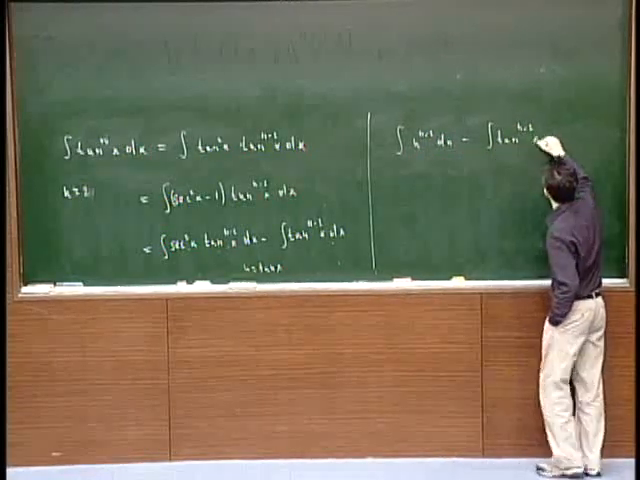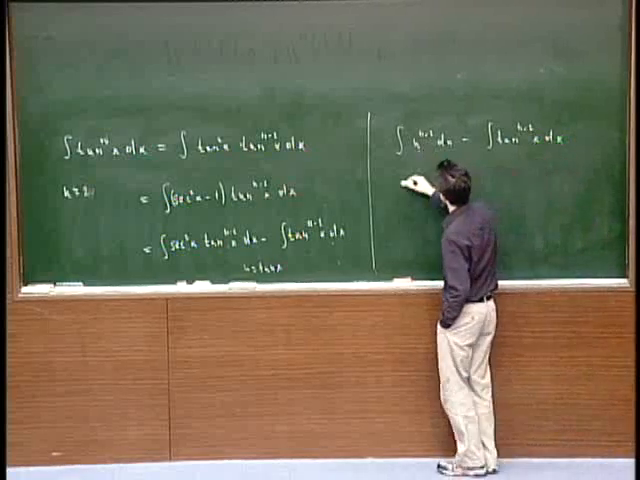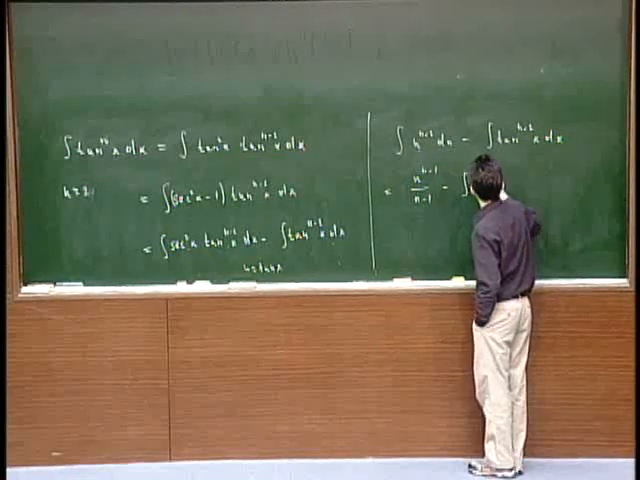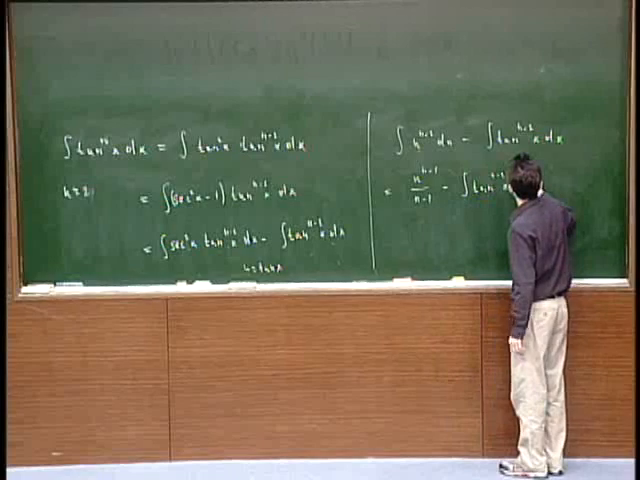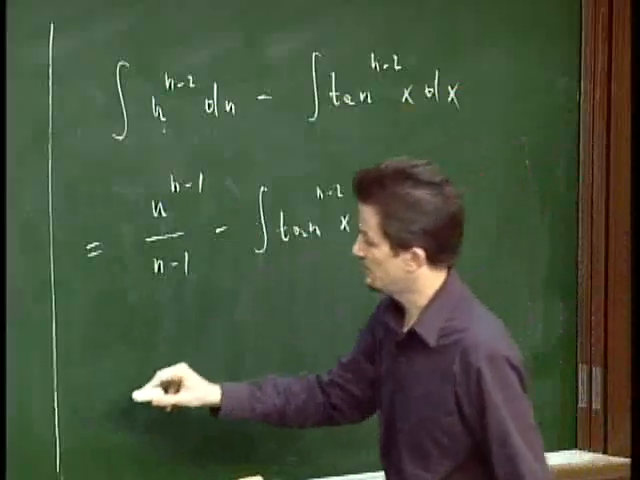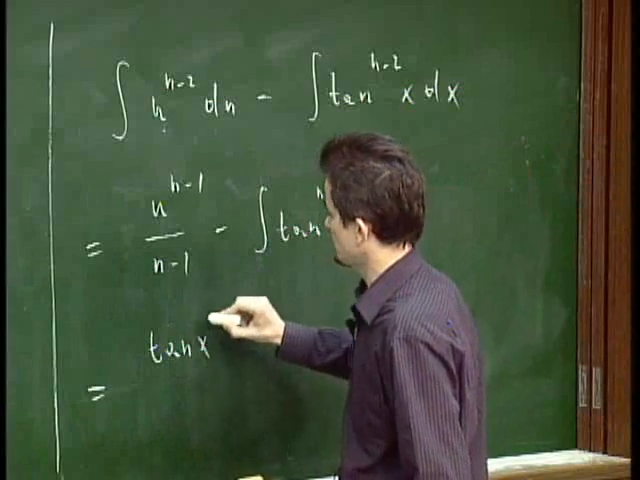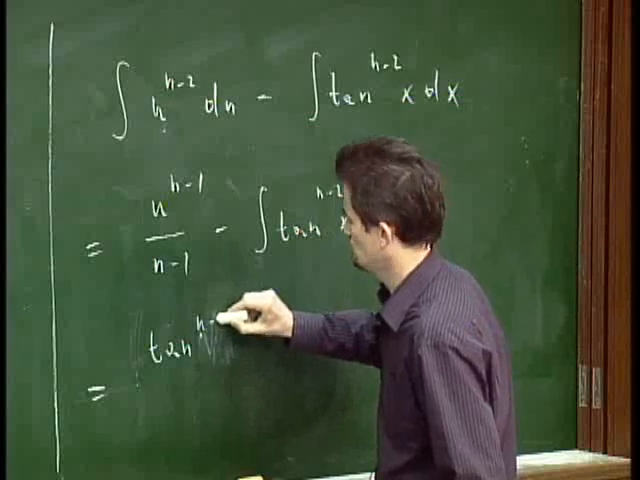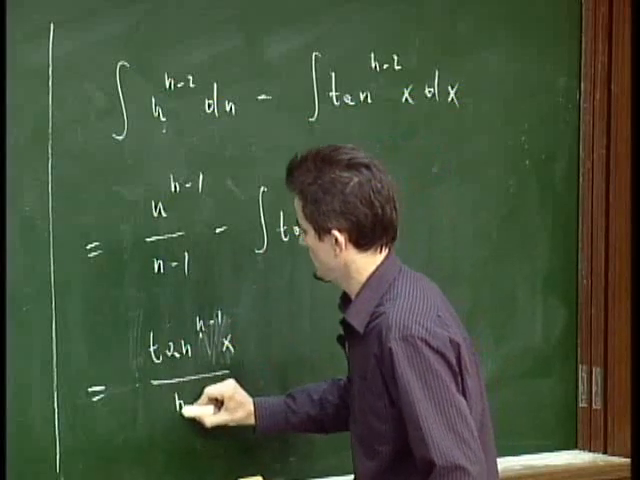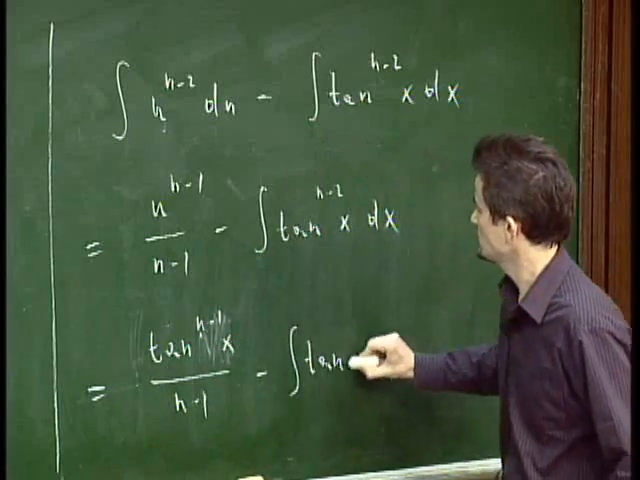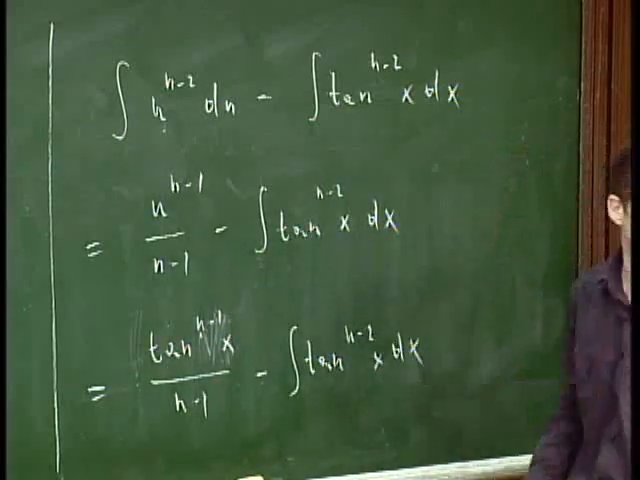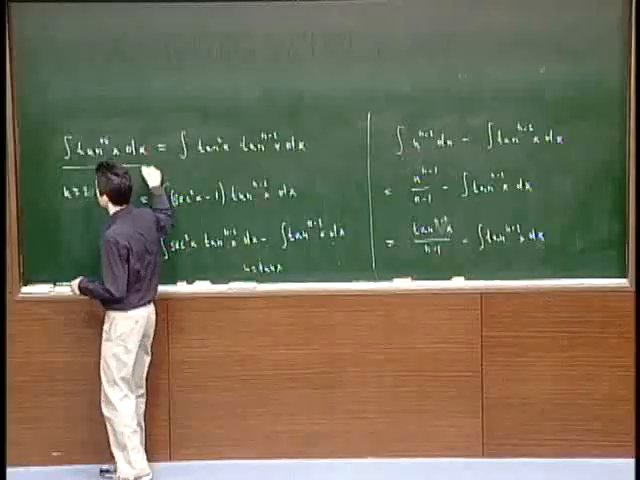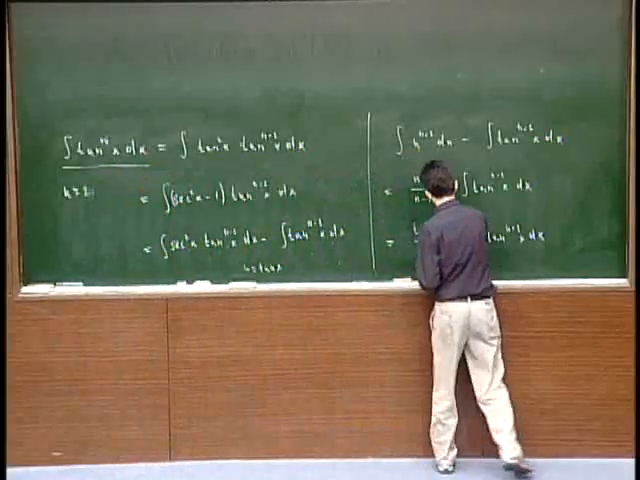As I said, we do not have to bother about this integral here. Now this is computable, so this is u to the n minus 1 over n minus 1 minus the integral of tangent to the n minus 2 of x dx. And now we replace u again by tangent. So we have tangent of x to the n minus 1 over n minus 1 minus the integral of tangent to the n minus 2 of x dx. Okay, and this solves all those integrals. So we can compute all those integrals by using this recursion formula.